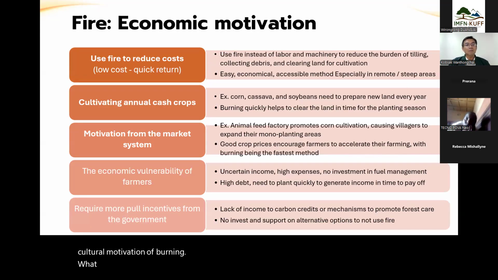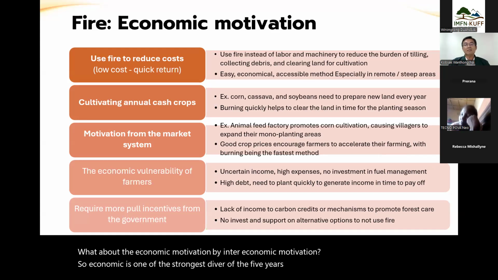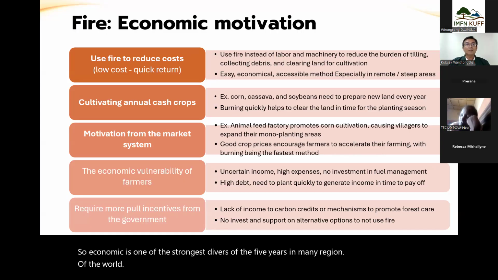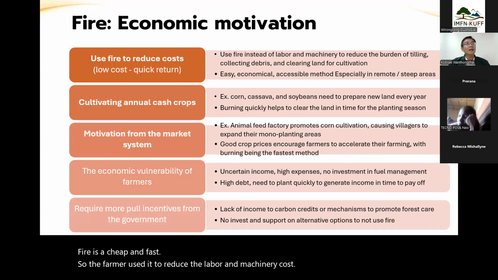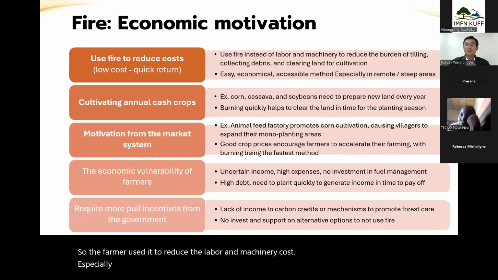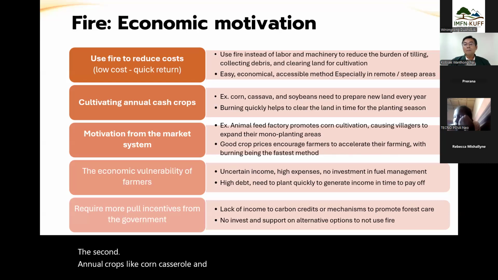What about the economic motivation? Economics is one of the strongest drivers of fire use in many regions of the world. The first, fire is cheap and fast. Farmers use it to reduce labor and machinery costs when clearing land, especially in remote or steep areas where other options are limited. The second, annual crops like corn, cassava, and soybean require land to be cleared every year, so burning is the fastest way to prepare for planting.